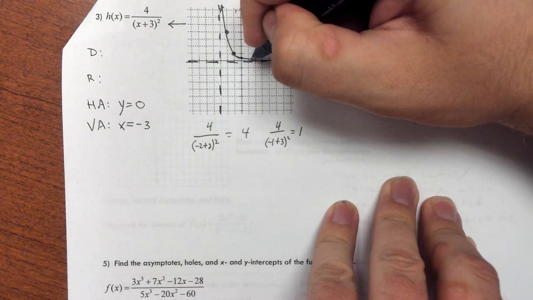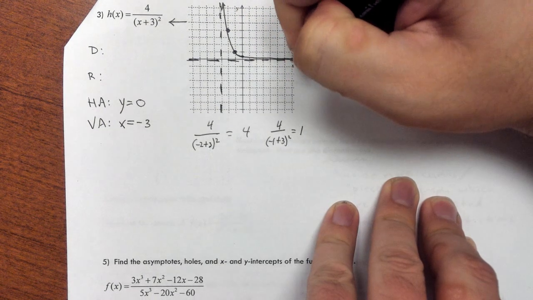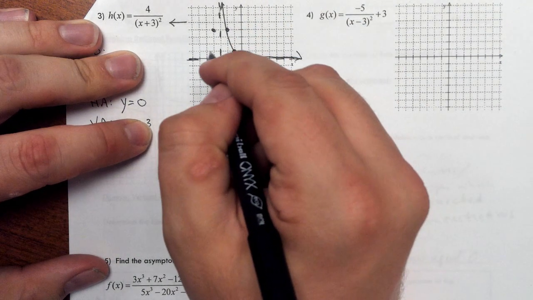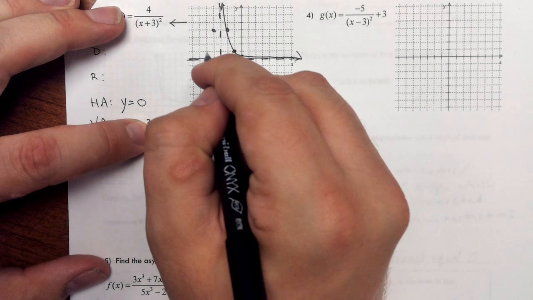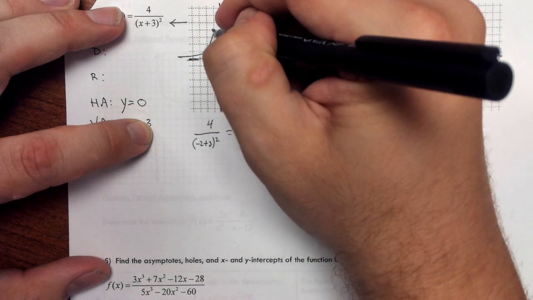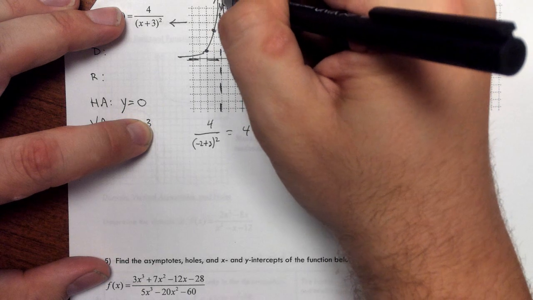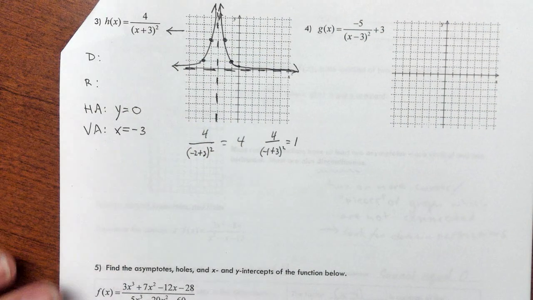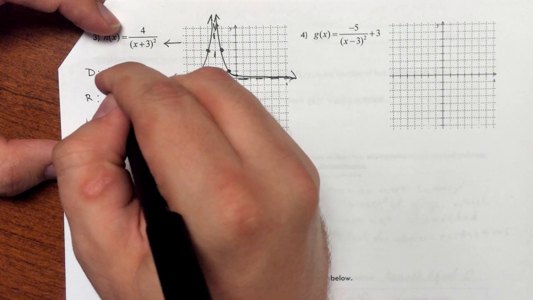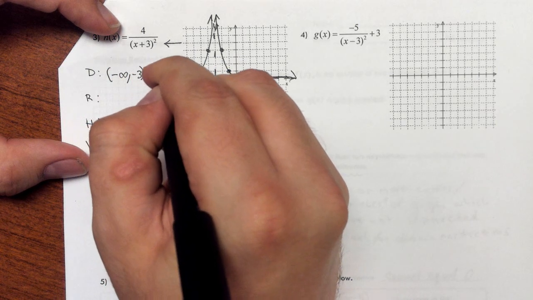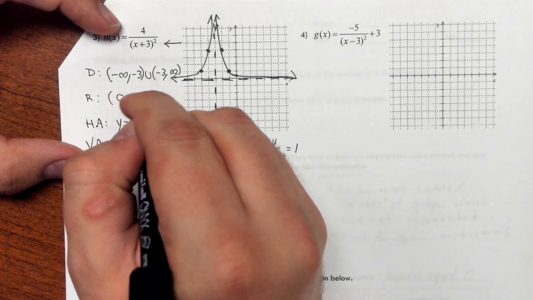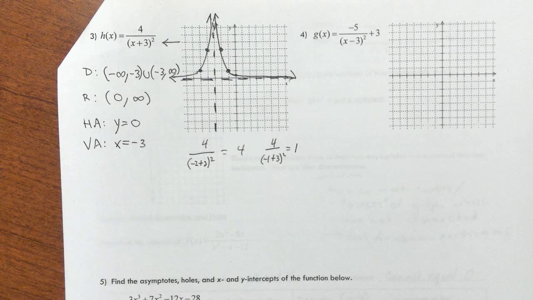So get this and come down here. And I know I will see the same thing on the other side, since there's a square in the denominator, this will be symmetric about the vertical asymptote. So just draw it getting close to those asymptotes, and I can figure out the domain and range. The domain is everything except negative 3. And the range is everything greater than 0. So 0 to infinity.